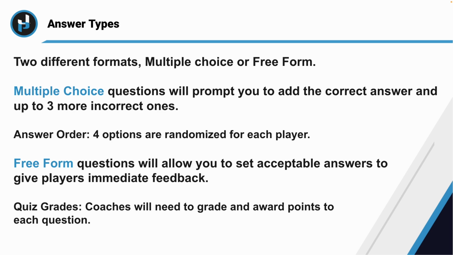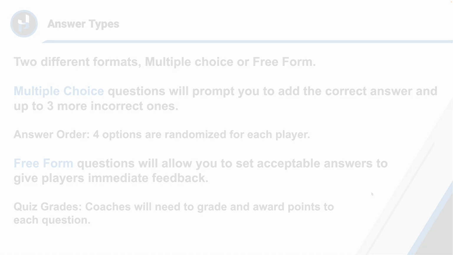and freeform. Multiple choice will allow you to set the correct answer and add up to three other options that will be randomized when your athletes take the quiz. Freeform questions will allow you to set acceptable answers, and your coaches will grade these questions and award points for your athletes after they have taken the quiz. Now let's walk through each question type.